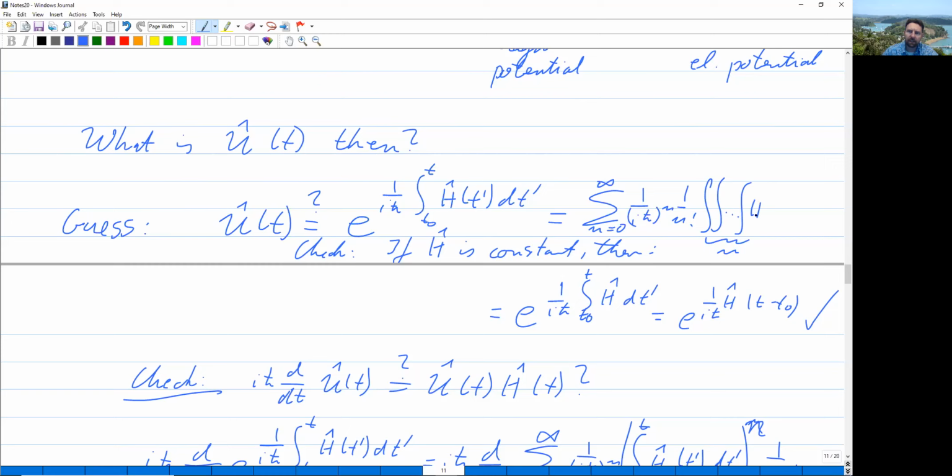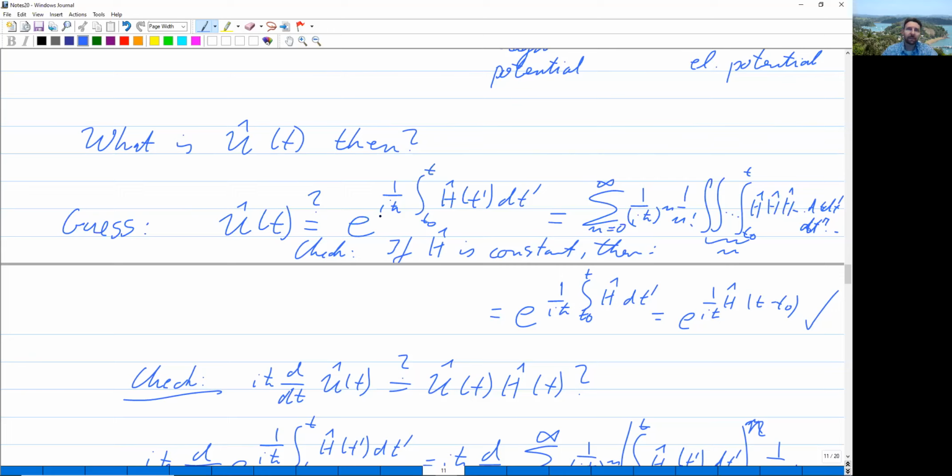And then we have the h hat, etc., dt prime, dt double prime, etc., n of those. Right? That's what we get. We get products of Hamiltonians at different times, and all those times run from t naught to t. So therefore, we have here products of Hamiltonians at different times.